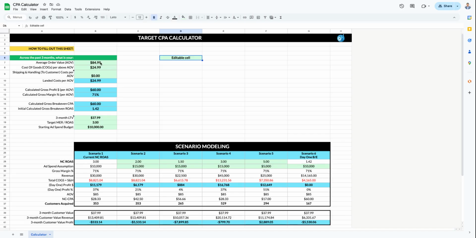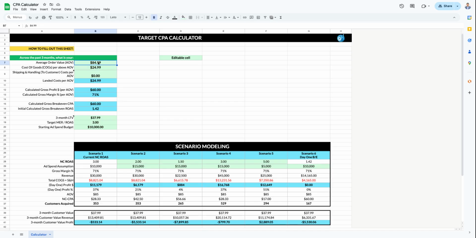Okay. So what you're going to do first is start with average order value. You can fill this out a couple different ways. The absolute easiest way is that you can go product by product, or you can do average order value. So let's do two scenarios. If your product is $84.99, you're selling it at that, and then you can simply do the cost of goods for that product.